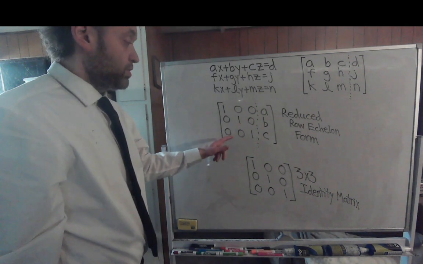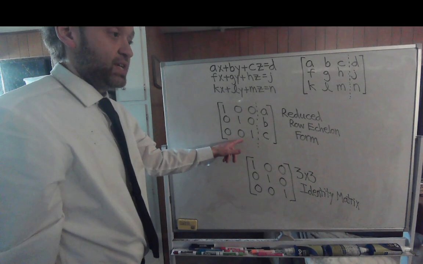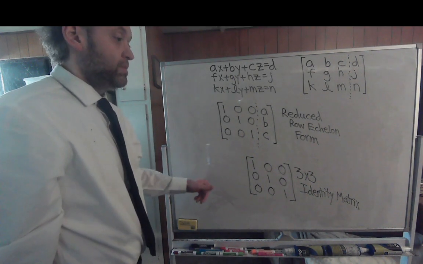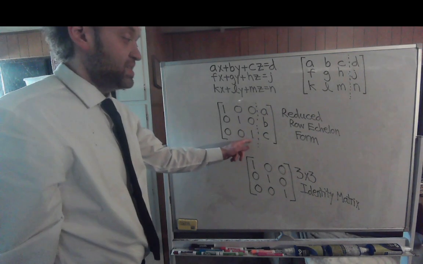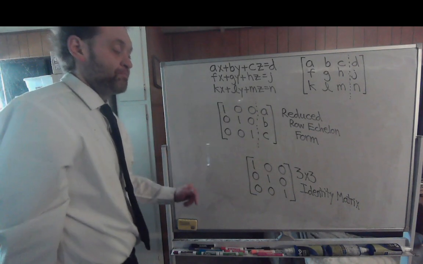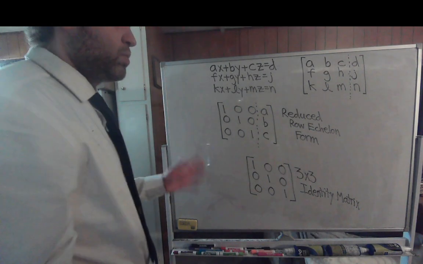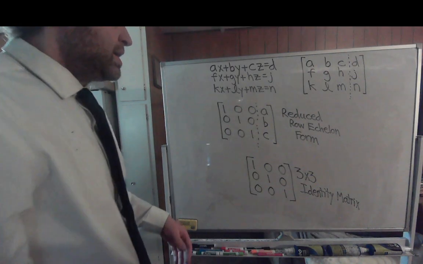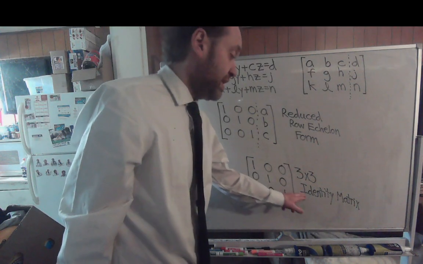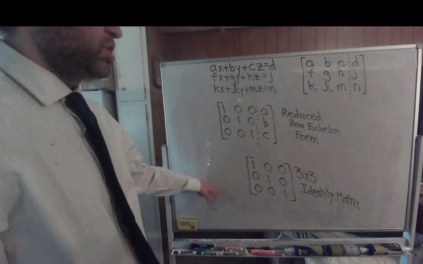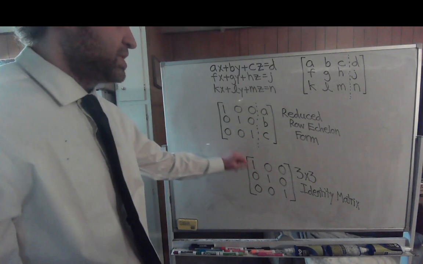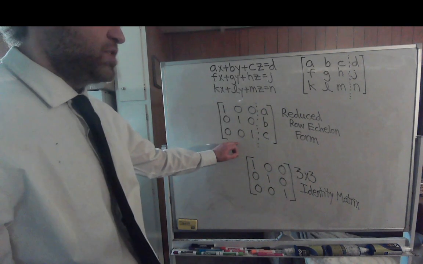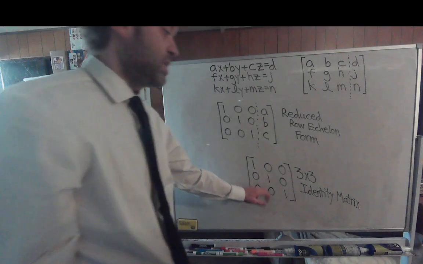And then your third row, your first 2 digits are 0, and then your last digit is a 1. You have a leading 1. This tells you that z is equal to c. No back substitution required. And this here is the 3x3 identity matrix, which is what you should get to solve your system of equations.